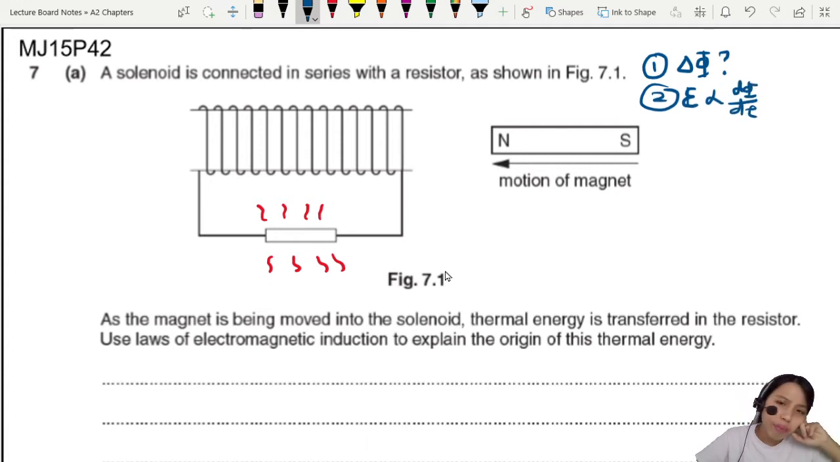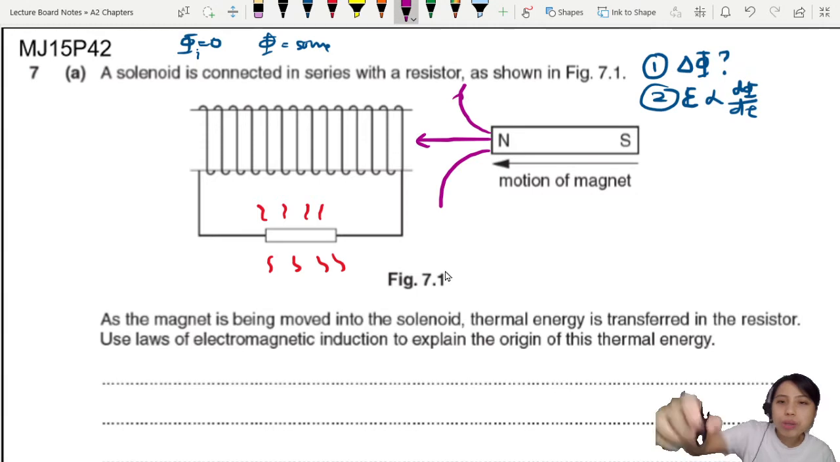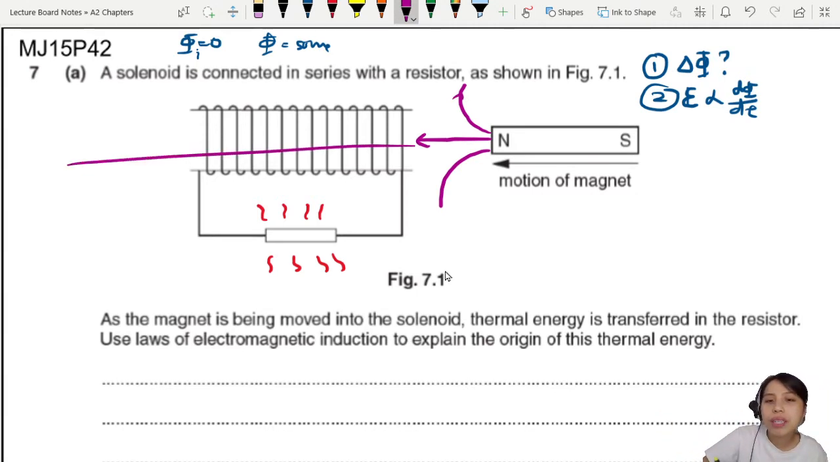Who's causing the change in flux? In the beginning, there is no flux in the coil or the solenoid. Then as you bring the magnet closer, suddenly there is a flux in the coil. Because this magnet has its own magnetic field. I'm not going to draw the whole thing, but it generally looks like that. And it actually goes for forever. It's actually a very long one, like this. But we don't draw so much because the diagrams will get real messy.